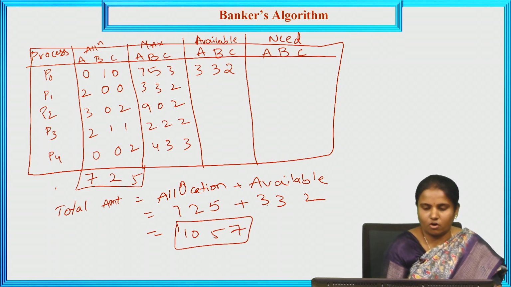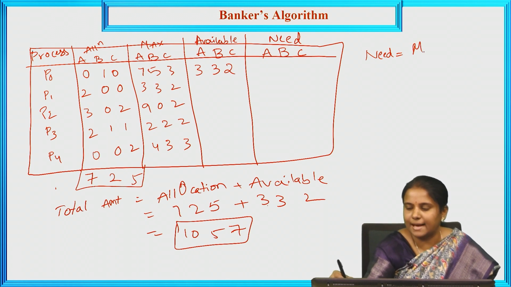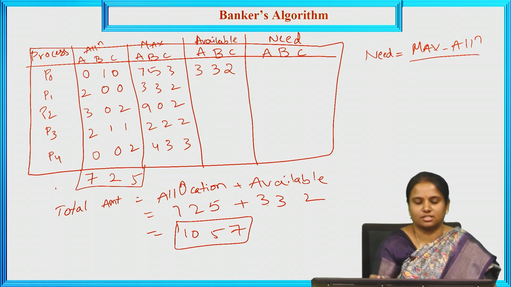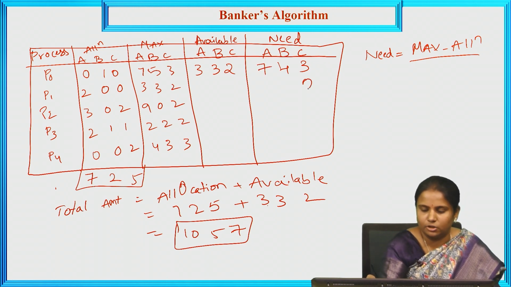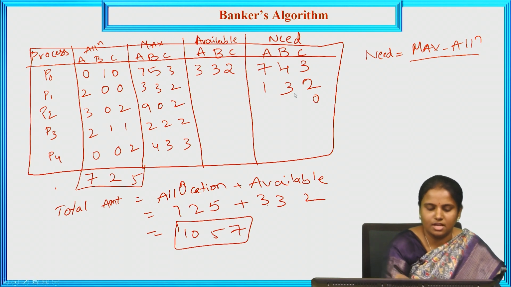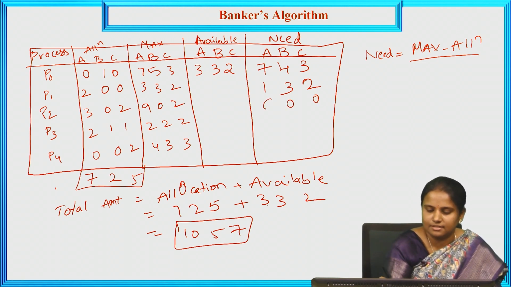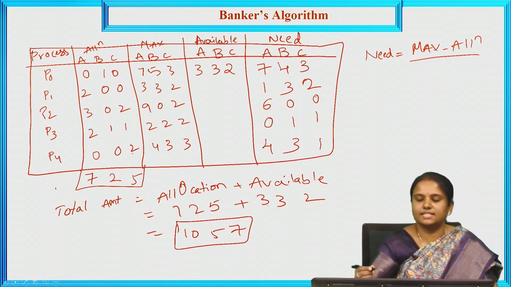Next, what do we need to do? We need to find the need matrix. The need matrix is nothing but the maximum amount minus the allocation amount. So, 7 minus 0 is 7, 5 minus 1 is 4, and 3 minus 0 is 3. Next, 2 minus 0 is 2, 3 minus 0 is 3, 3 minus 2 is 1. Next, 9 minus 3 is 6, 0 minus 0 is 0, 2 minus 2 is 0. Next, 2 minus 1 is 1, 2 minus 1 is 1, 2 minus 2 is 0. Next, 3 minus 2 is 1, 3 minus 0 is 3, 4 minus 0 is 4. So this is our need matrix.